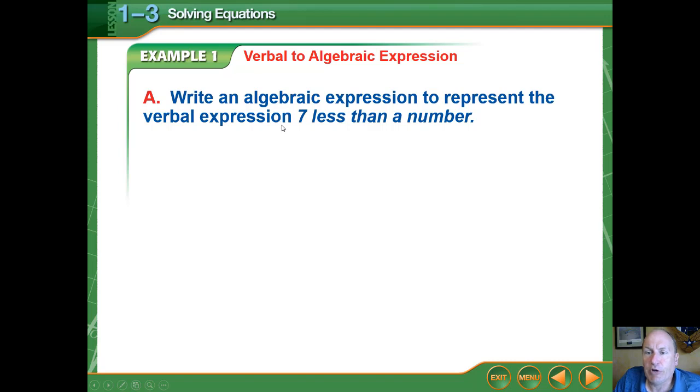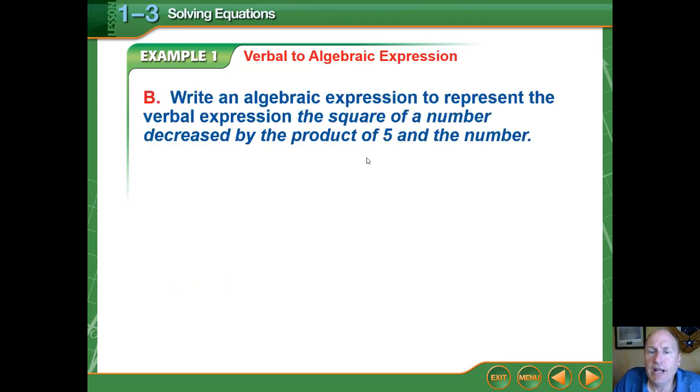Let's write an algebraic expression to represent the verbal expression 7 less than a number. So less than implies subtraction. So 7 less than some number means we're going to assign a variable to the number. Let's just call it n, but we could call it anything we want. And this number is going to be 7 less than that n. So the answer, the algebraic expression, is n minus 7. So we had to go back and think, less than, okay, that means subtraction.